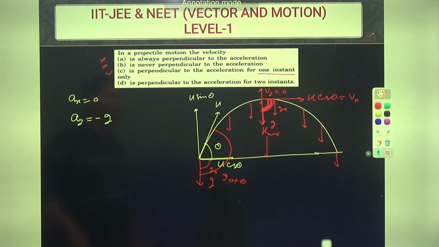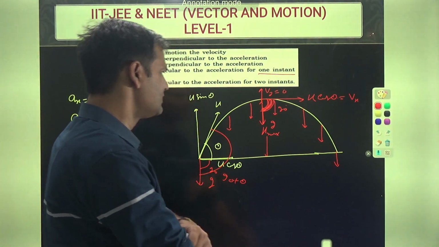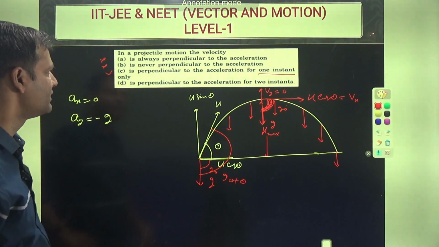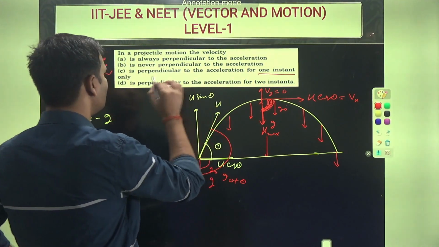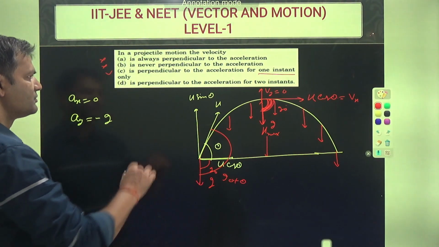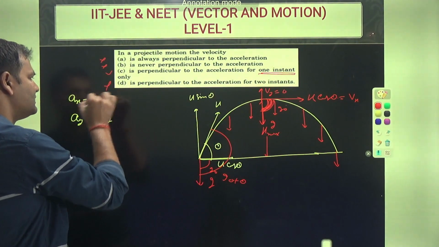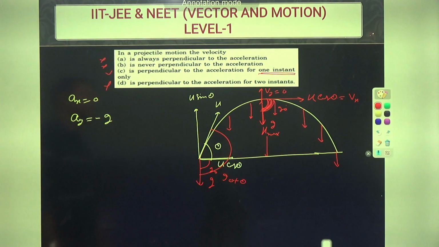At the highest point, or you can say at maximum height, acceleration is perpendicular to the velocity of the projectile. So you can say that it happens only one time. Clear? So C is correct and D is incorrect.